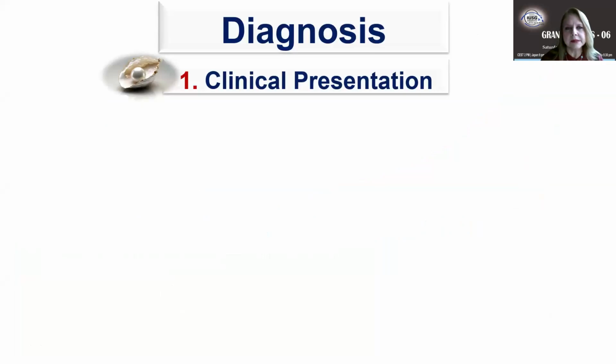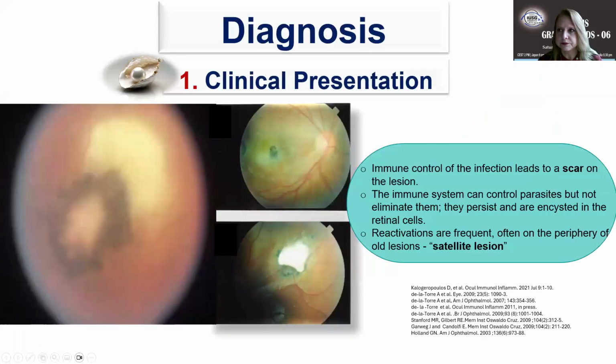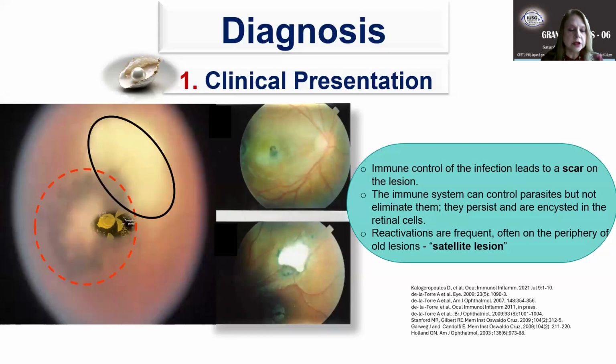One of the clues for the diagnosis is the clinical presentation. Immune control of the infection leads to a scar on the lesion. The immune system can control the parasites, but it cannot eliminate them. They persist in the retinal cells, so reactivations are frequent, often on the periphery of old lesions.